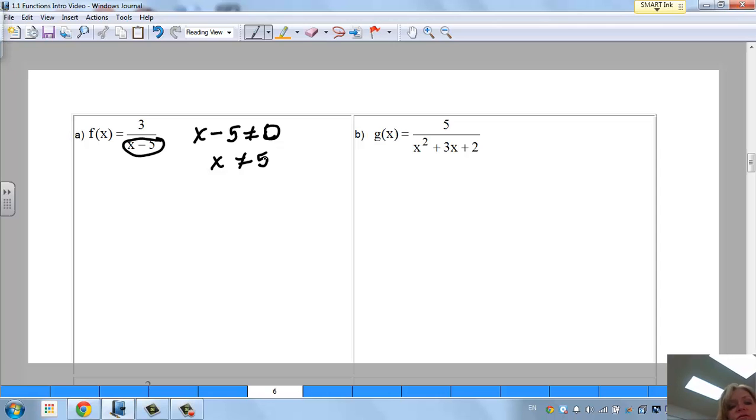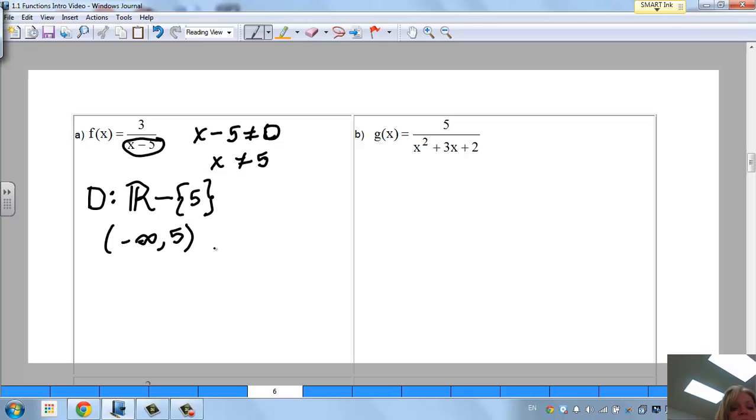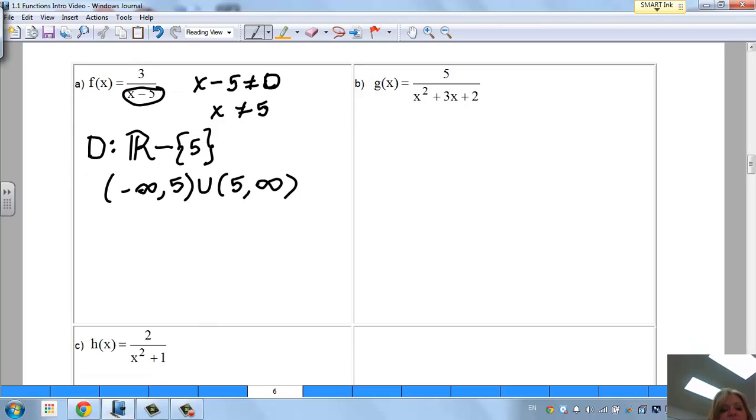So when you do a fraction, you basically now have your domain. We put a D colon for domain, it's all your real numbers. So I can have any number I want, but I can't have a 5. When we do this in interval notation, we do negative infinity to 5, parentheses because it's not included, in union with 5 to infinity. This shows you there's a hole here. That means I can have every number, but I can't have 5.